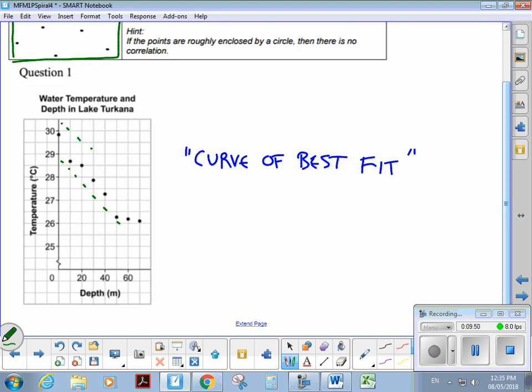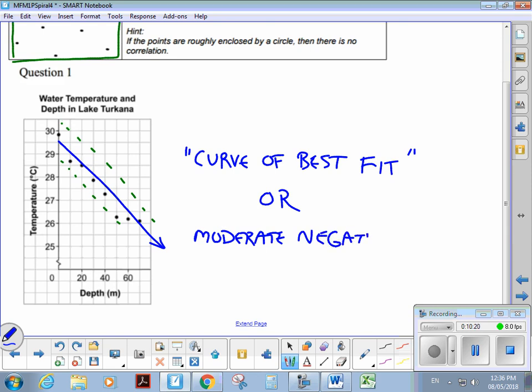But it is possible to draw a corridor here. So then taking your ruler, your line would go down the middle. So the or situation would be, curve of best fit, or if you were to draw a line, we would say this is a, now the dots, some of them are on the line, some of them are off, so I would call this a moderate negative correlation. All right.